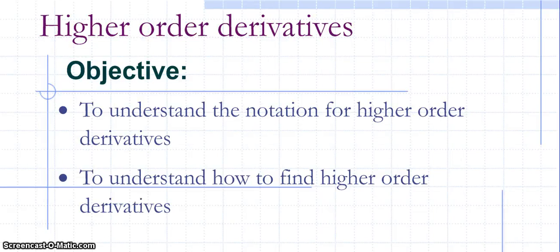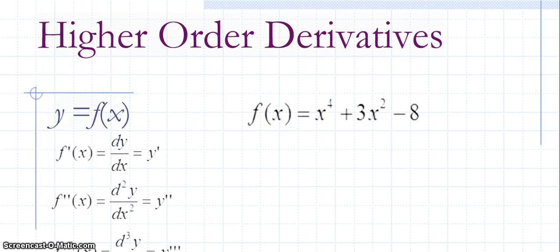Now we're going to talk about higher order derivatives. I touched on this a little bit earlier when we looked at the relationship between position, velocity, and acceleration, but now we're going to look at it more in general terms and not necessarily in terms of applications. So we want to understand that higher order derivatives exist and how to find them.